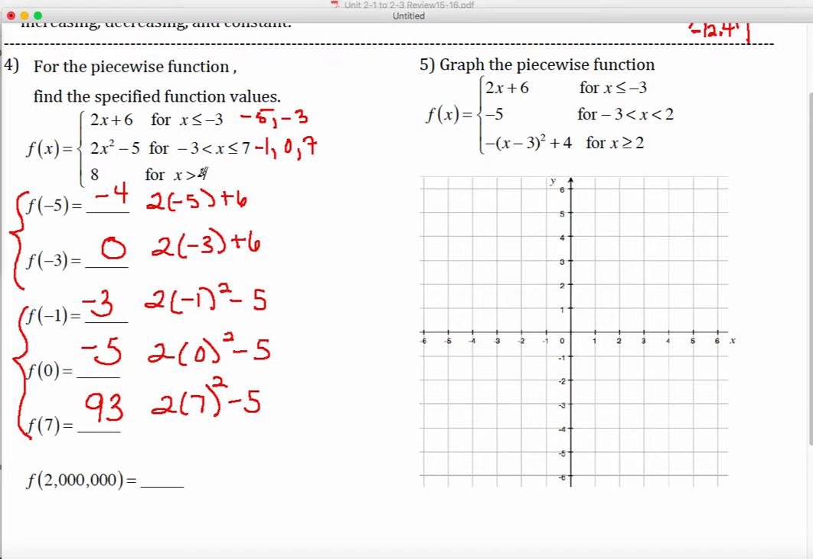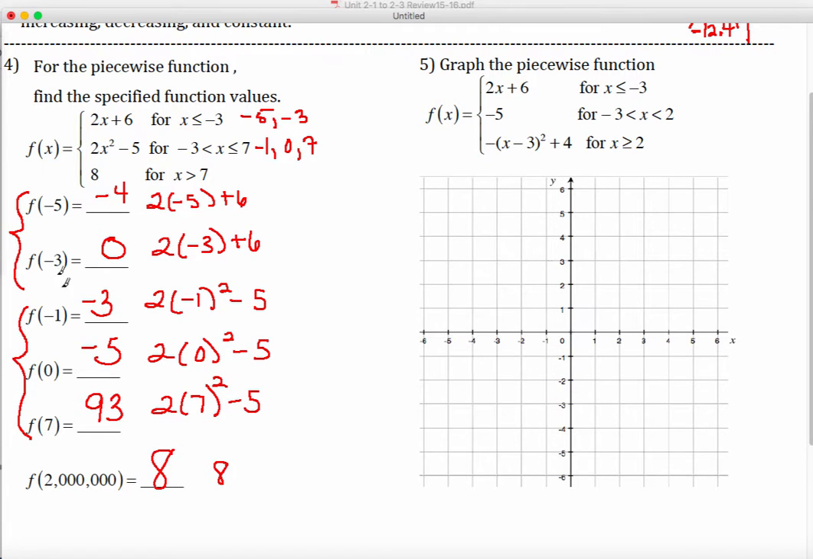And then finally, any number in this list of x's that I'm plugging into my functions that is greater than 7 goes into my final equation here, and my function is just straight up 8. I don't have anywhere to plug that 2 million into, so it's a done deal. The answer is just plain old 8. You don't have any x to plug into, so it's already calculated out for you.